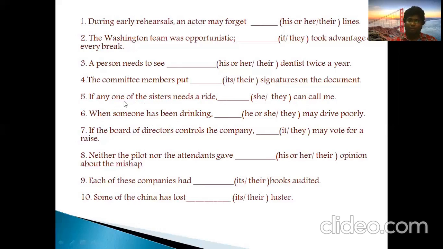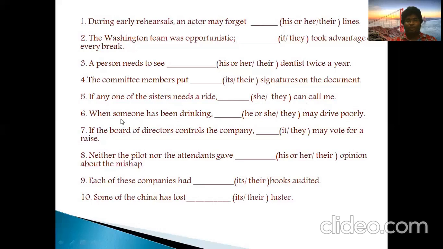Whenever the subject of the sentence starts with one of, make sure the noun is in plural, and it takes only the singular verb, just like that. So this is how you have to tell. If any one of the sisters needs a ride, she can call me. That is how it has to be.